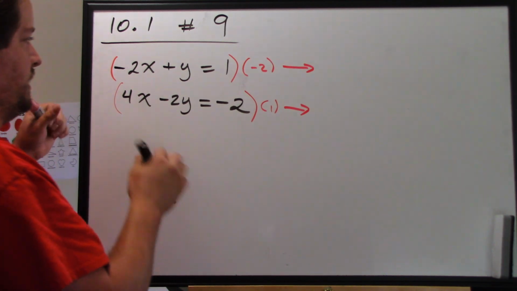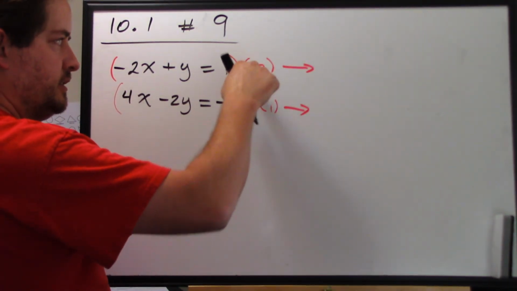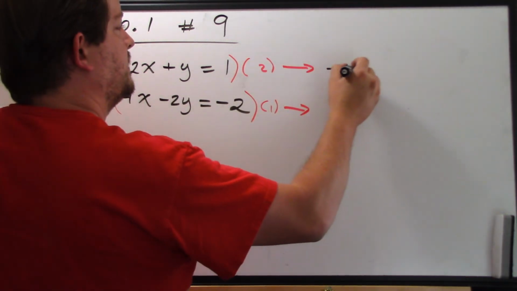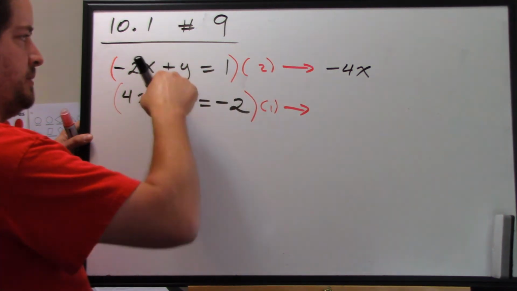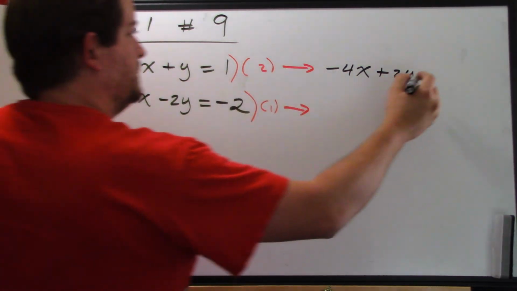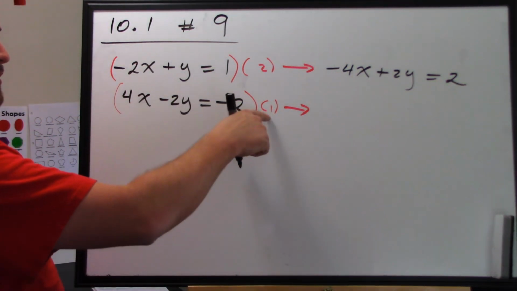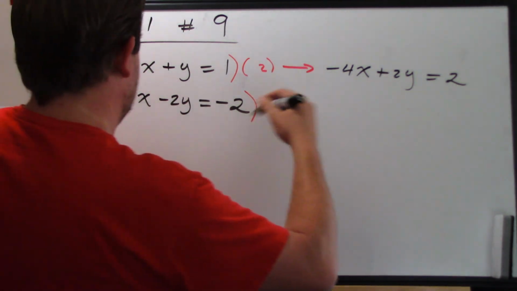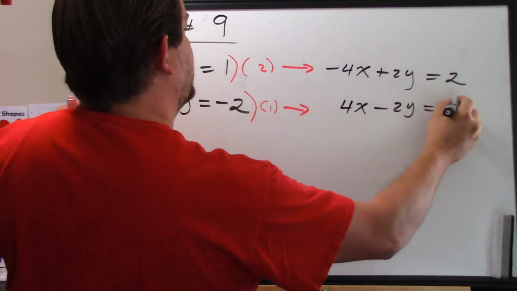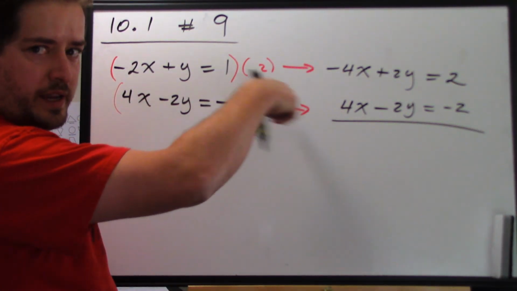This gives me the new equivalent system of 2 times, oh I don't want negative, sorry, just a 2 there, because I want 2 times negative 2 to give me negative 4x. 2 times 1y is plus 2y, and 2 times 1 is 2. The bottom one's being multiplied by 1, so it doesn't change, so that's 4x minus 2y equals negative 2. And when I combine these, negative 4x, positive 4x, they cancel out.